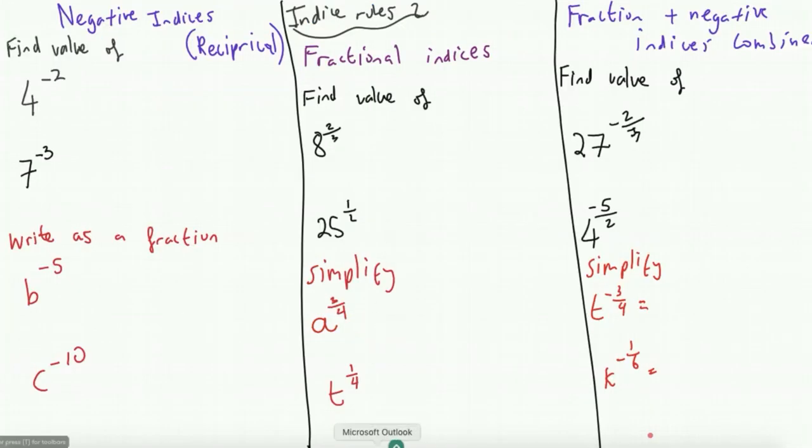Gang, next set of indice rules. We have to do negative indices and fractional indices. Let's start with negative indices.